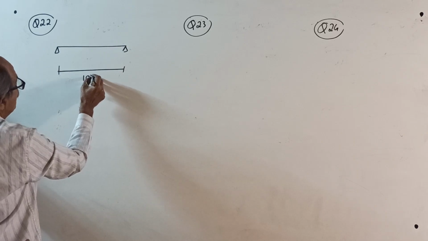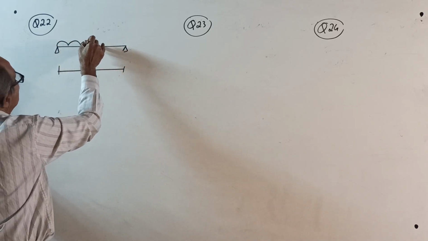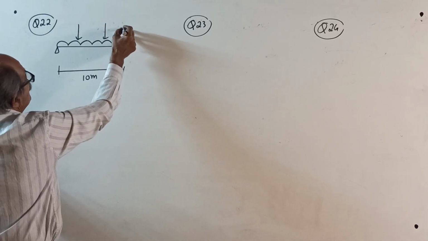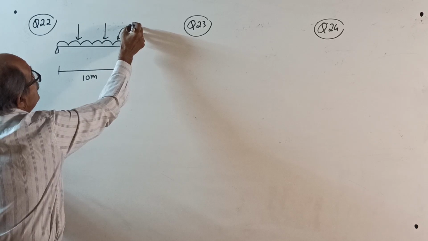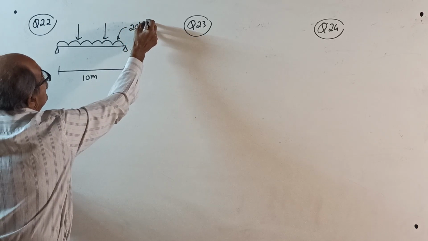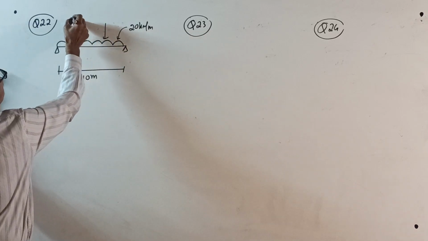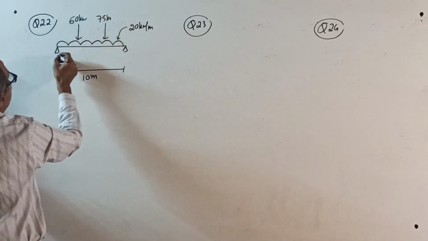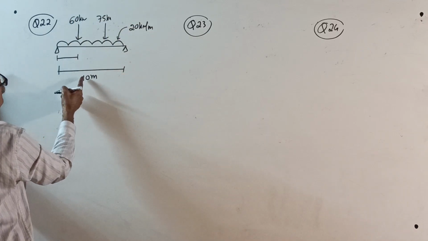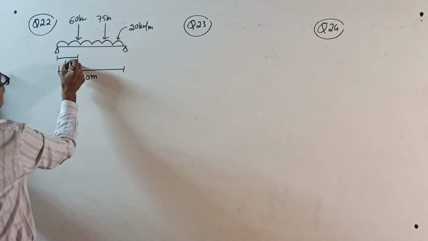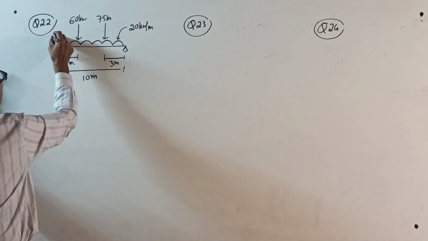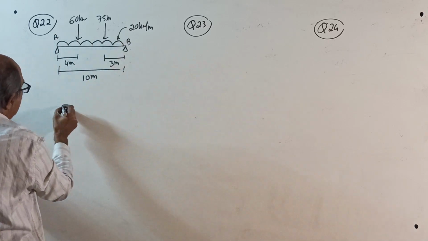Once again 10 meter, my favorite. UDL and 2 point loads. UDL is 20 kilonewton per meter. Point loads are 60 kilonewton and 75 kilonewton. This is at 4 meter from here. This is at 3 meter from here, out of scale. I am not maintaining too much of scale. Answer.